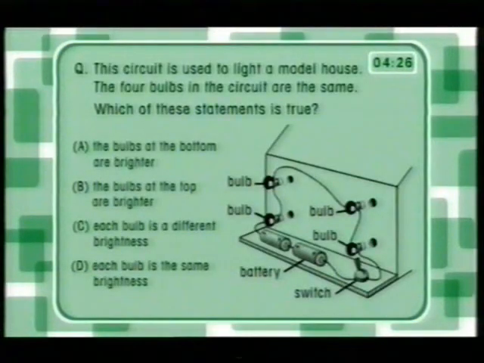Test yourself. This circuit is used to light a model house. The 4 bulbs in the circuit are the same. Which of these statements is true? A. The bulbs at the bottom are brighter. B. The bulbs at the top are brighter. C. Each bulb is a different brightness. D. Each bulb is the same brightness.